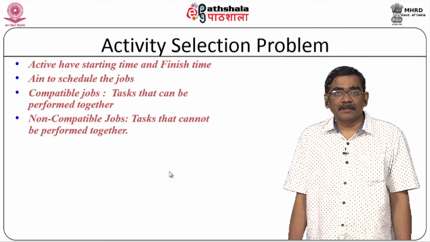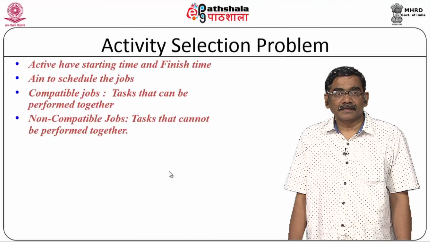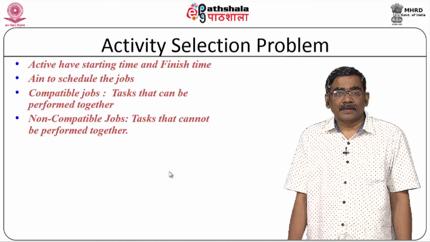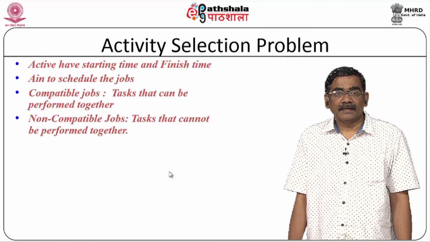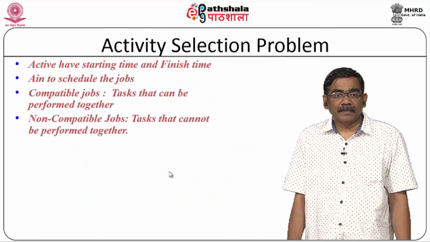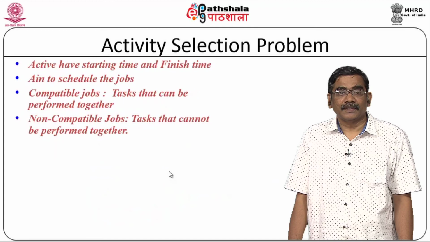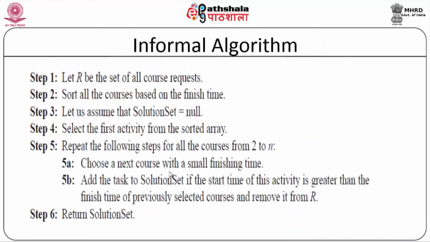This is the third type of scheduling problem. Here we are considering the sub interval, that means we have a start time and finish time. Compatible jobs are the tasks that can be performed together, and non-compatible jobs are tasks that cannot be performed together. So, the logic is very simple.